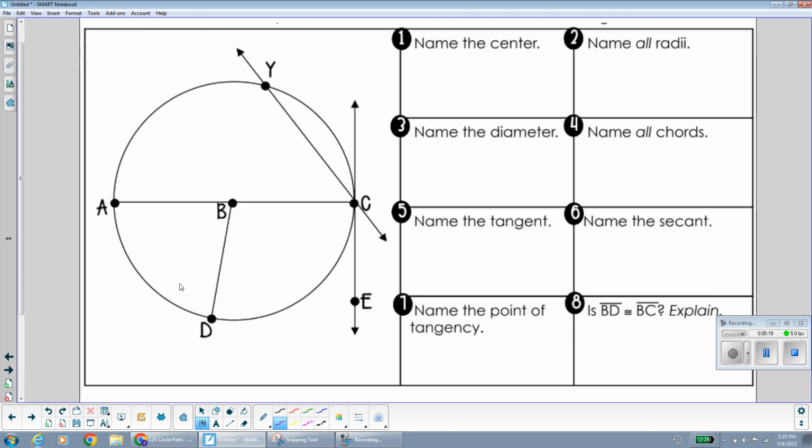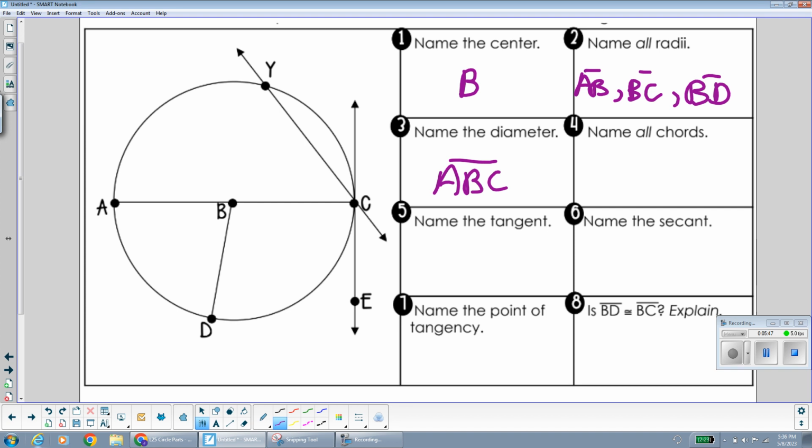Okay, so let's name the center of the circle. The center is point B. The center is a point. Let's name all radii. So AB is one radius, BC is another radius, and BD is a third radius of the circle. And remember, once again, all radii of a circle are congruent. The diameter here would be ABC, or you can just call it AC for short.